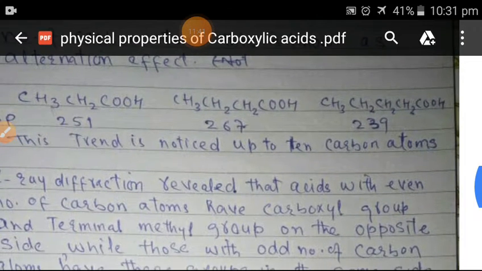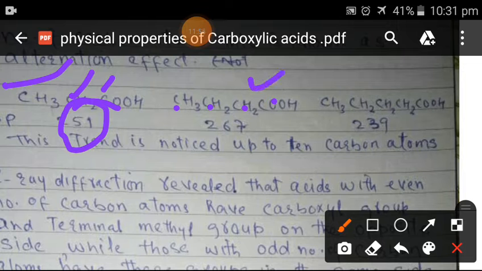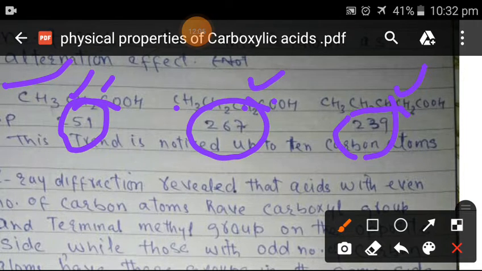Here, in the first member, there are 3 carbon atoms present. Their melting point is 251. In the second, there are 1, 2, 3, 4, so there are 4 carbon atoms. Their melting point is 267. In the next, there are 5 carbon atoms, and their melting point is 239.